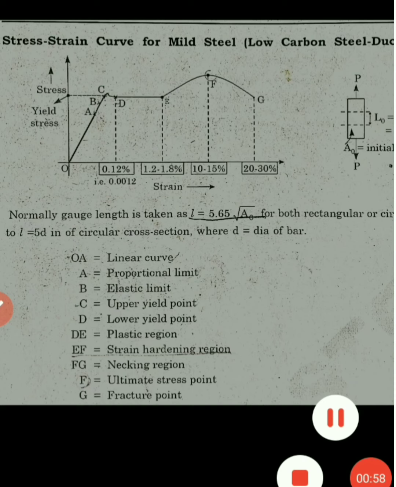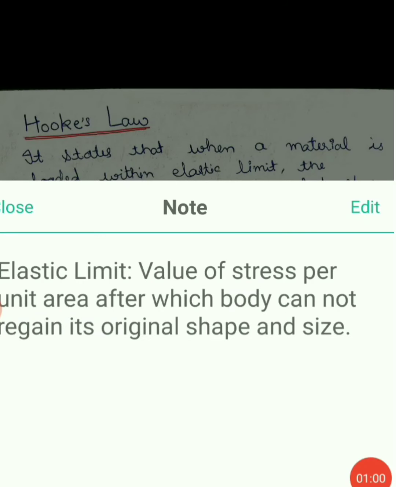Now what is elastic limit? Your elastic limit is the value of stress per unit area beyond which the body cannot regain its original shape and size. Elastic limit is that point after which, when we increase the load, the shape and size of the body cannot be regained, right? See, for example, when we stretch a rubber, after a certain value of stretch, it could not regain its shape and size. So the same happened with steel.